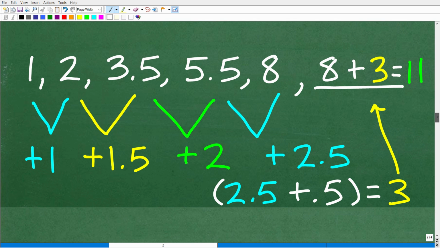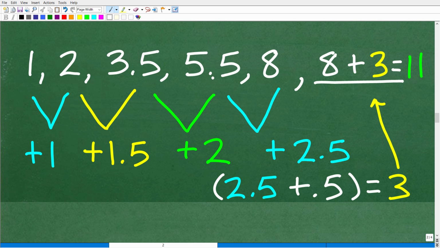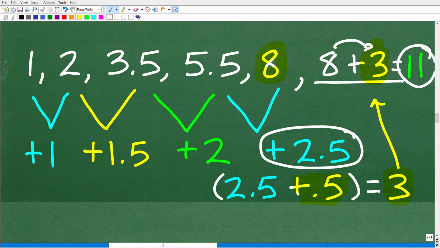Okay, so we have to be focused here. From 5.5 to 8, we increased by 2.5, right? So we had to add 2.5 to 5.5 to get to 8. So for the next number, we take this 2.5, and we add 0.5 to that increase. So 2.5 plus 0.5 is 3. So we're going to add 3 to this 8. So 8 plus 3 will be the next number in our sequence, which is 11.